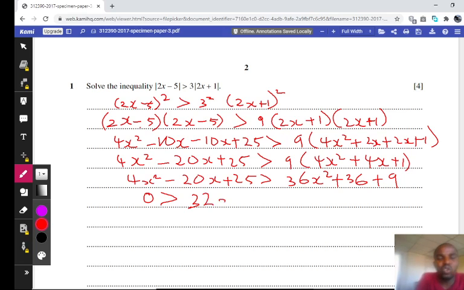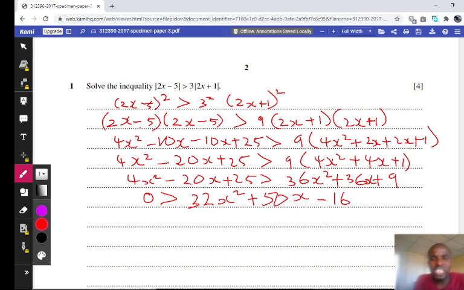So it will be 32x squared. Then this one, 36x plus 20x, it will be plus 50x. Right? Then this one, 9 minus 25, it will be minus 16. Like this. Then you can search, is there a common factor between these values, right?